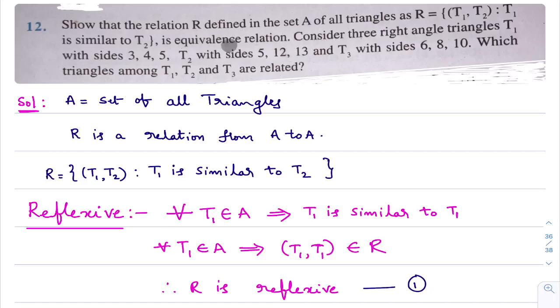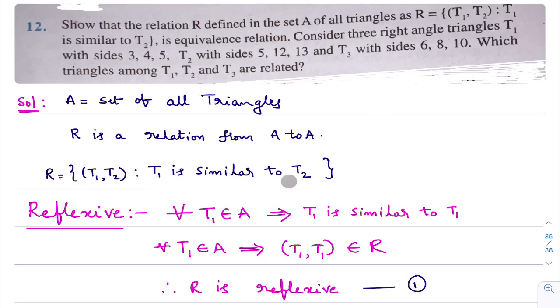First I will do the question till here. Three points from the question. This is the relation defined on set A. What is A? Set of all triangles. A contains all triangles like T1, T2, T3, T4. It is all triangles. And R is defined in the set A. That means R is a relation from A to A. Third one, how is the relation defined? The relation R is the ordered pair (T1, T2) says that T1 is similar to T2.